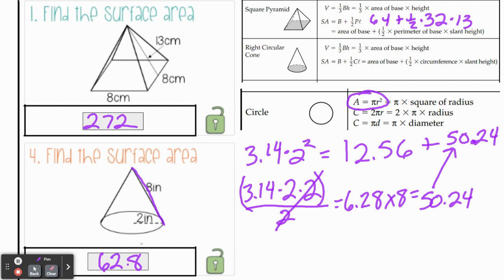If you have any questions or concerns, just try the best you can. The rest of them are volume, so you're just going to use the volume like we've been. Remember, the biggest mistake that we've been seeing is kids not dividing by 3 at the end.